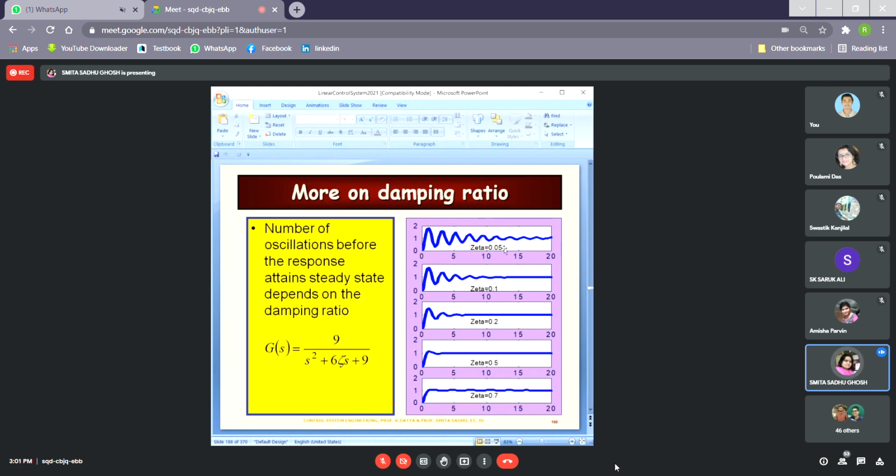When the value of zeta is 0.05, you find that this is the response, whereas when the damping ratio increases, this is the response. This is for 0.1. For 0.2, you can see the response. For 0.5, you can see the response. 0.7, again, you can see the response. So basically, you find that for an increase in the damping ratio, the number of oscillations before the steady state is reached is going to decrease for the same omega n value.